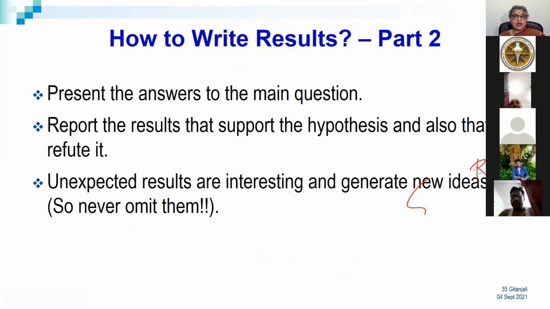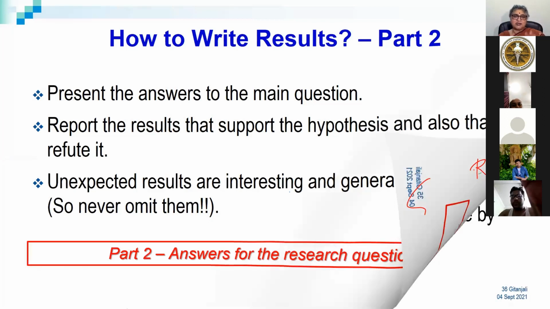Now we are coming to the second part. That is, you are going to answer the research question. Okay. Your main question, you are going to write the results which are going to answer that and report the results that support the hypothesis. And also if you have results which refute it, you are expected to write that. So all the results which you are going to answer, you need to put it in. So that is the second part.